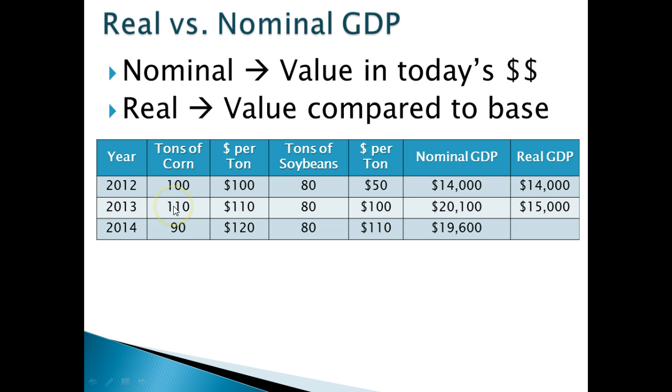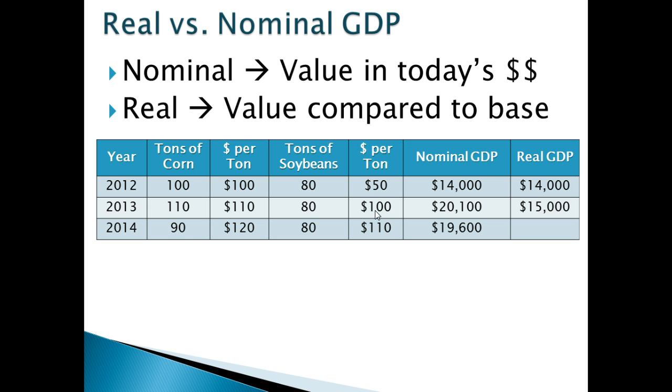So the only reason why nominal GDP rose by nearly 43% from 2012 to 2013 is because the price of corn went up a little bit and the price of soybeans went up a lot. And so the real GDP number gives us a much more accurate perspective on how the economy is doing.